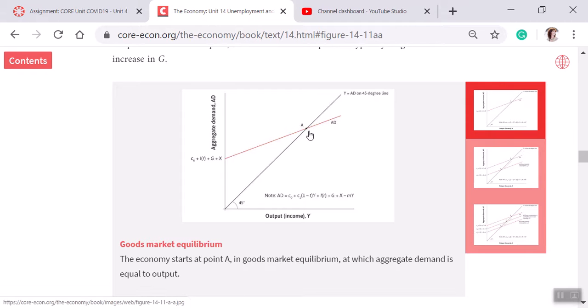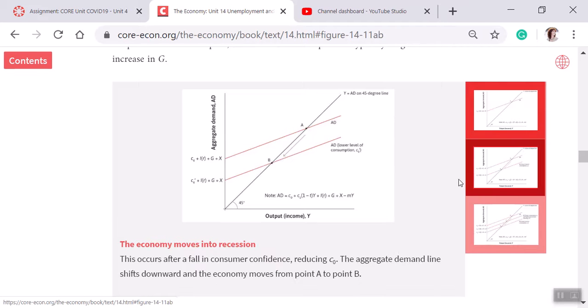So here's our economy at point A, and we're at a market equilibrium. So our aggregate demand is equal to output. Here's our aggregate demand. Here's our output, this is how much we're making. This is aggregate demand, how much product people want. Here's our line, and here's our point of equilibrium.